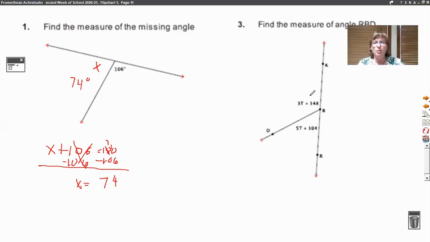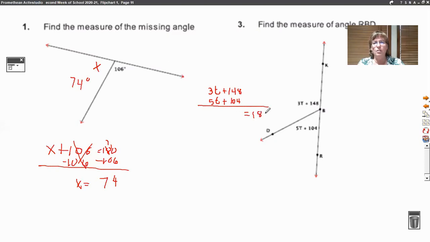So now it gets a little more complicated. These two angles share a line, they're supplementary. And so I know that when I add these two together, they're going to equal 180 degrees. And I want to show you a quicker way to add these together. So we have 3t plus 148 and 5t plus 104 equals 180.